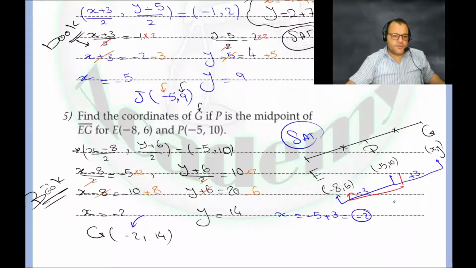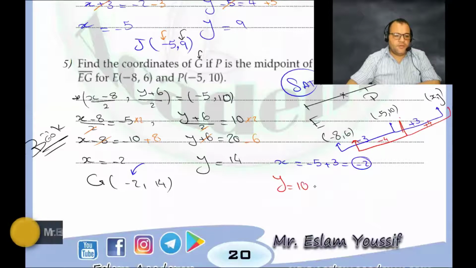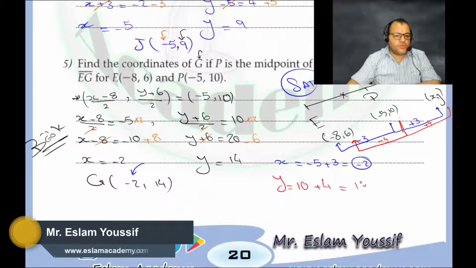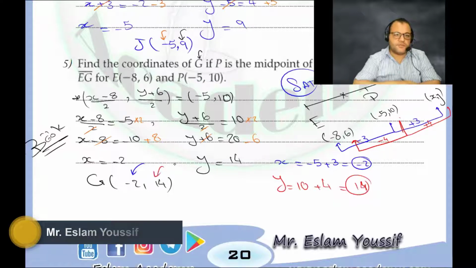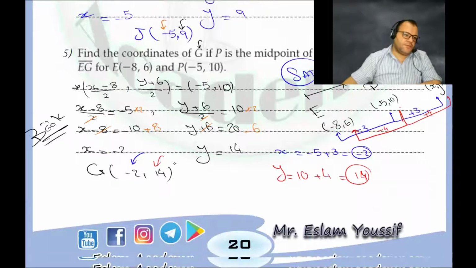And from 10 to 6, it is minus 4. You subtract 4, so to the other side you will add 4. Now to find y, it equals 10 plus 4, which equals 14. So that's the point that we find here. Is it clear? Any problem for this one? Okay.